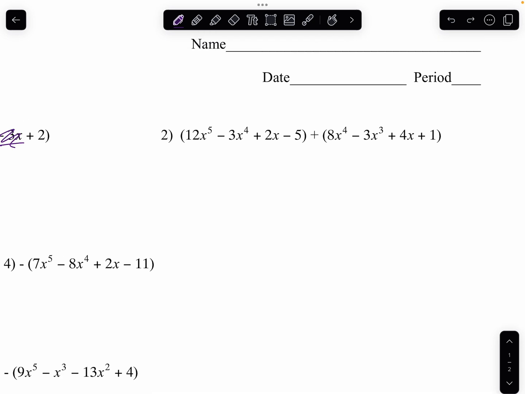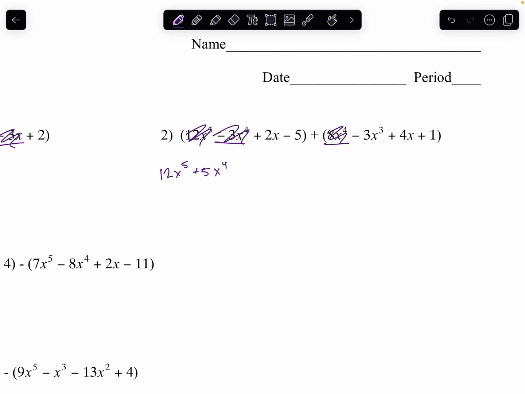Let's try 2 right here. So I see an x to the 5th. There is no x to the 5th anywhere else. So that means I'm just going to have 12x to the 5th as the first term here. And then I have a 4th degree and a 4th degree term, negative 3 and a positive 8. That's going to give me a total of 5x to the 4th.